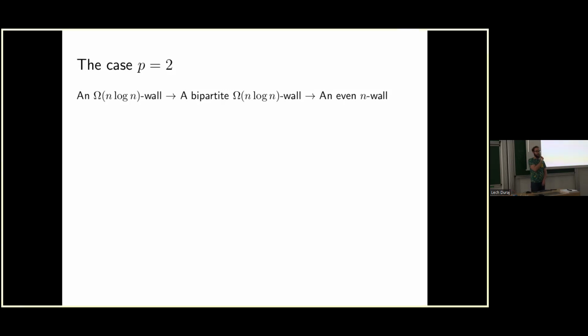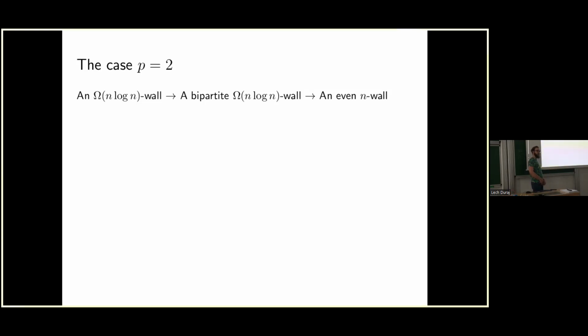You can basically choose any bipartition of the vertex set. Sorry, if you start with an unsubdivided wall and partition the vertices into two sets, then you can construct a bipartite wall where the vertices from one set are on one side and the others are on the other side, right?